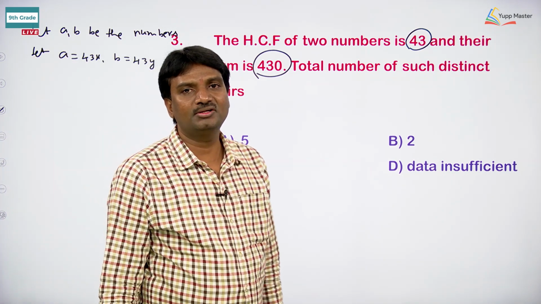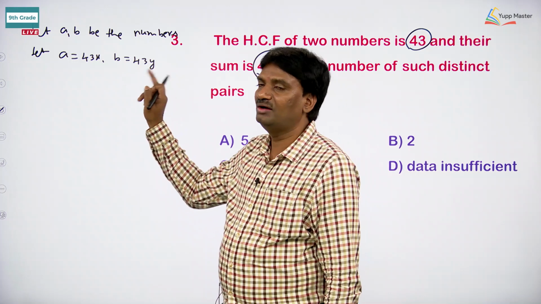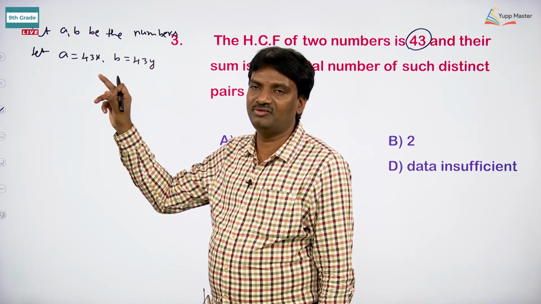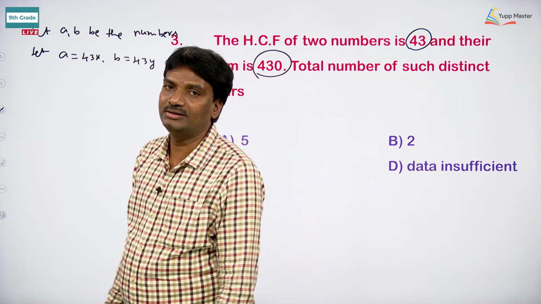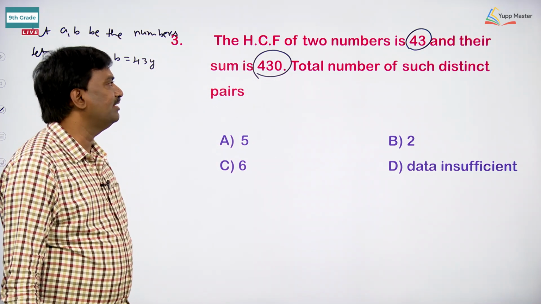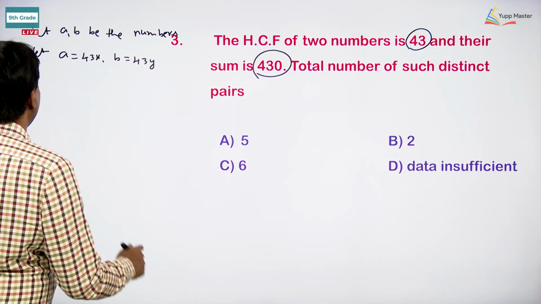Here x, y are two integers. In place of x, y, you can take any integers as you wish. By finding the GCD or HCF, you will get 43 only. Also given that the sum is 430.